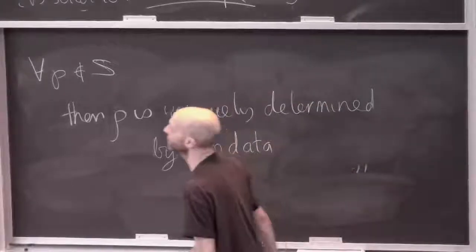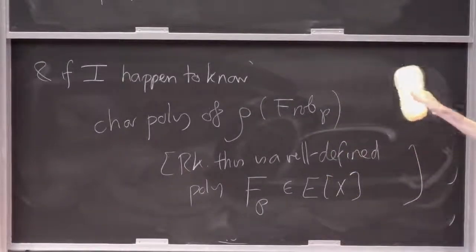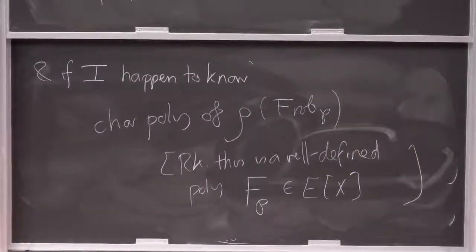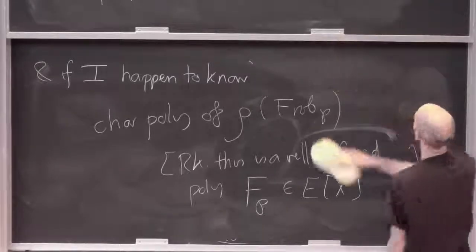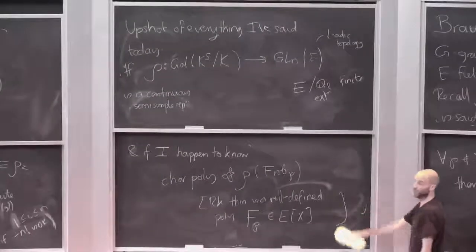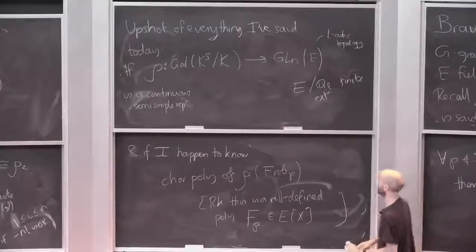And that's because rho is continuous, so the function sending an element of the group to the characteristic polynomial of that element, that's going to be continuous, if you think about it. And Brauer-Nesbitt says to know rho, it suffices to know that function, sending an element of the group to its char poly, to the char poly of rho.